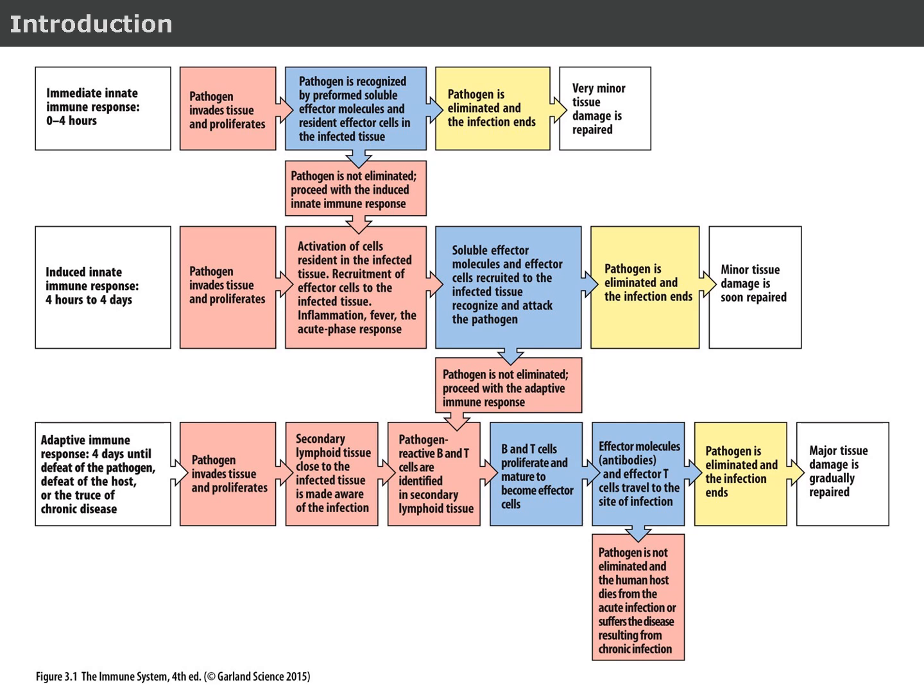If the adaptive response succeeds, the pathogen is eliminated, the infection resolves, and major tissue damage is gradually repaired. In the unfortunate event that the pathogen is not eliminated by the adaptive response, the host may die from the acute infection or may endure the long-term consequences of chronic disease.